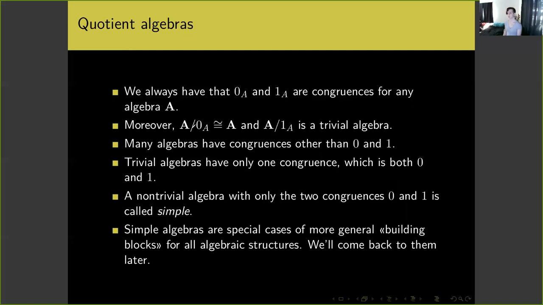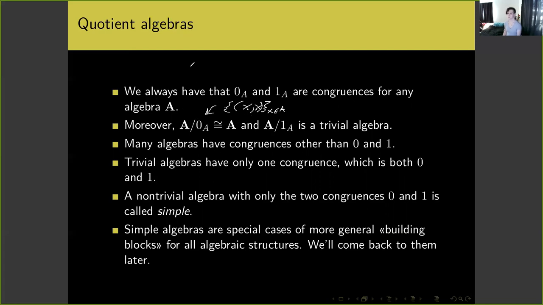Moreover, if we form the quotient algebra of any algebra A by its 0 equivalence relation, we just get another algebra isomorphic to A. And that's just because this 0 equivalence relation, remember, just consists of all the pairs (x, x), where x is in your universe. So it's really not identifying anything together. It's just kind of leaving your algebra alone.